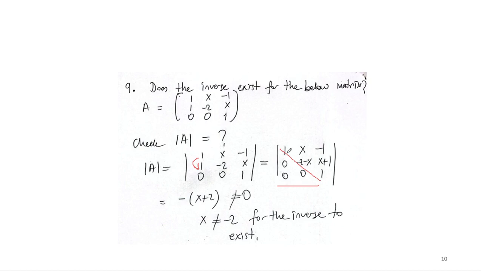And we can easily take the determinant. That is going to be 1 times minus 2 minus x times 1. So the condition is that for the inverse to be well defined, this should not be equal to 0, and that implies x should not be equal to minus 2 for the inverse to exist.